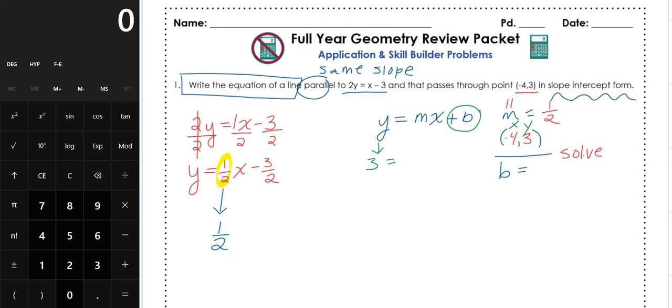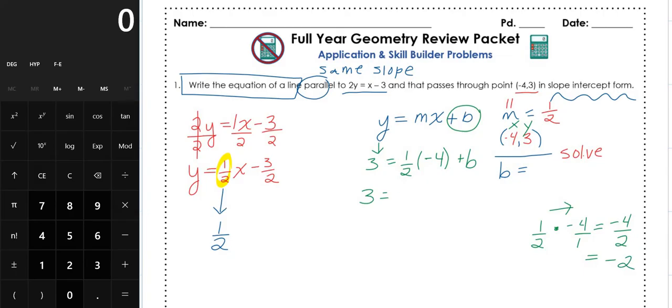equals m is 1/2, x is -4 plus b. Now, next step, 3 equals 1/2 times -4. In case you don't know how to do that, I'm just going to do it on the side. 1/2 times -4. Put your whole number over 1 and then multiply across. 1 times -4 is -4. 2 times 1 is 2. Simplify. Negative 4 divided by a positive 2 is a negative 2.